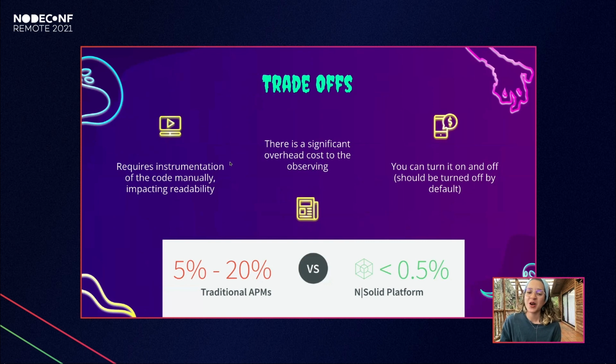While the performance observer is informative, there are some trade-offs. It requires instrumentation of the code manually, impacting readability. In the case of performance observer, there is a significant overhead cost to the observing, which is not good. The significant advantage is that you can turn it on and off. So you can have these measures in your production application, and if you experience some performance problems, you can turn it on, take the measures, and then turn it off. Then you will have a snapshot of your real application, and you can dig into your performance problem.